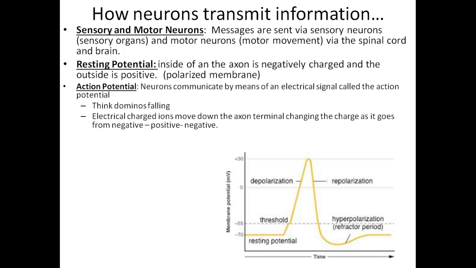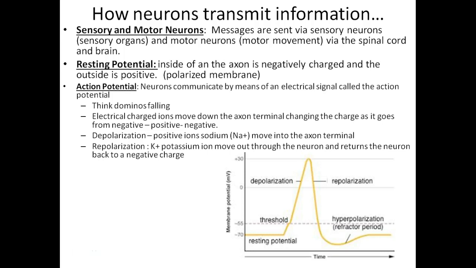How this works is we have electrically charged ions moving down the axon terminal, changing the charge as it goes from negative to positive to negative. So think again of the dominoes falling. As the domino falls, it turns from negative to positive. And then if it were to sit there for a moment, it would eventually go back to negative where it should be. This is called depolarization. So depolarization is when we see it go from negative, positive, negative. That's this uptake on your chart when a neuron is in fact firing.